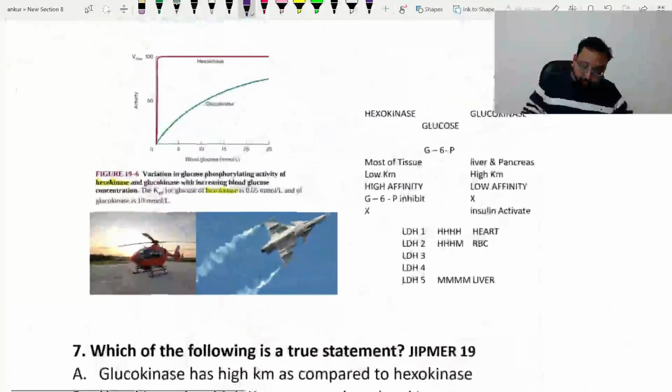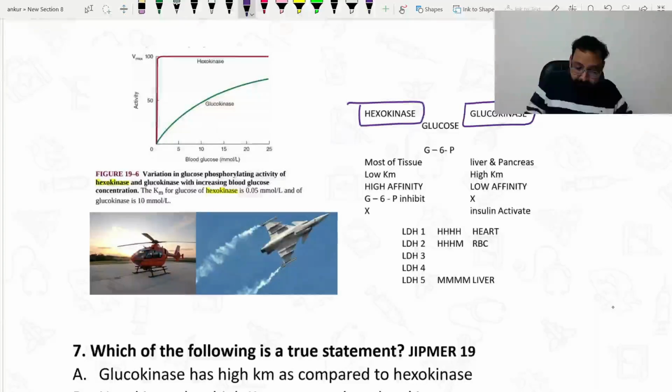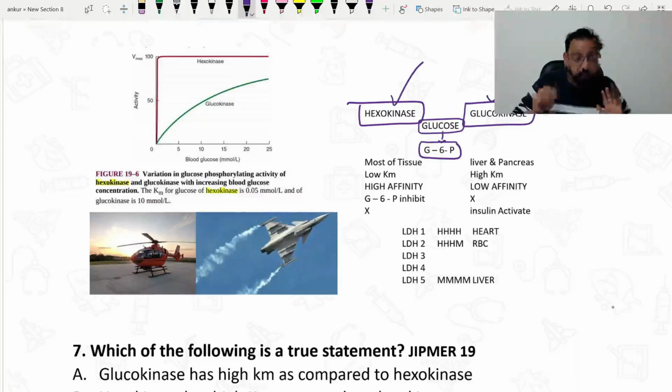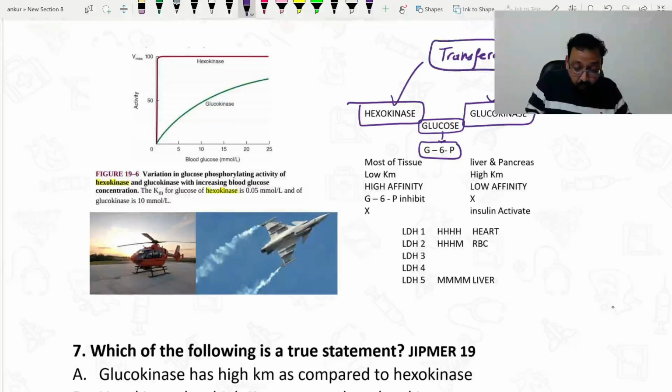Now I am coming to hexokinase and glucokinase. We found that hexokinase and glucokinase both convert glucose to glucose 6 phosphate. If two different forms of enzyme catalyze the same reaction, they are called isoenzymes. So hexokinase and glucokinase are isoenzymes. Both are classified in the same class, that is transferase. Both catalyze the same reaction, that's why they are classified in the same class. So isoenzymes are classified in the same group.